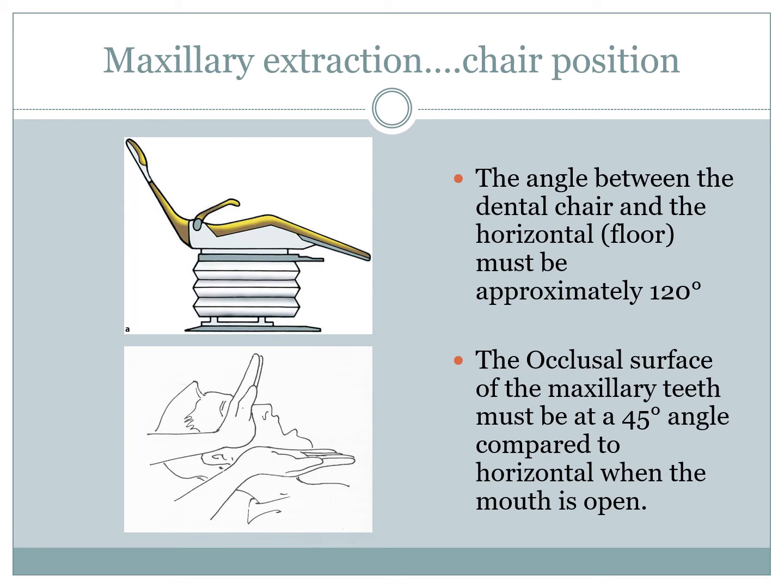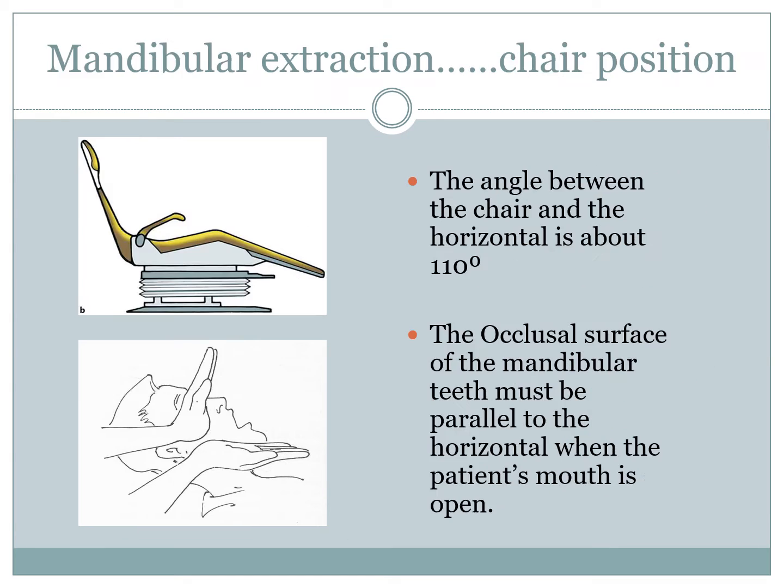So, going for the maxillary tooth extraction. For the maxillary tooth, the angle between the dental chair and the horizontal floor must be approximately 120 degrees. You can see the first diagram is almost an obtuse angle, 120 degrees, and the occlusal surface of the maxillary tooth is 45 degrees compared to the horizontal when the mouth is open. Then only we can see the teeth of the maxillary arch. The height of the dental chair should be 8 centimeters below the shoulder level of the operator. That is also very important.